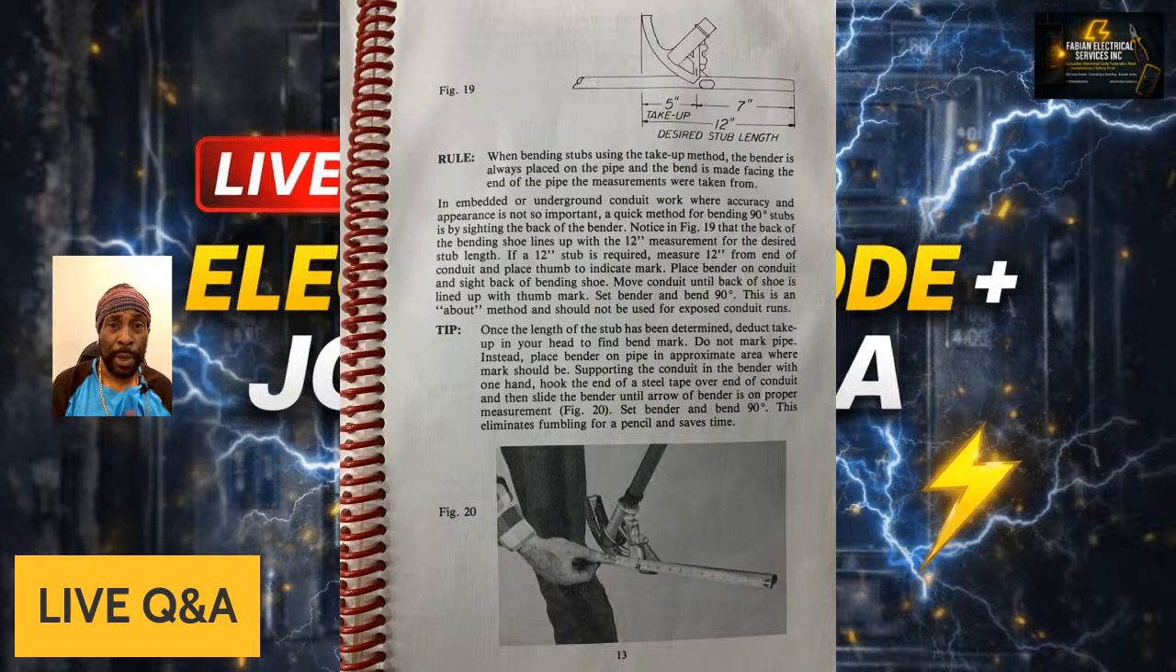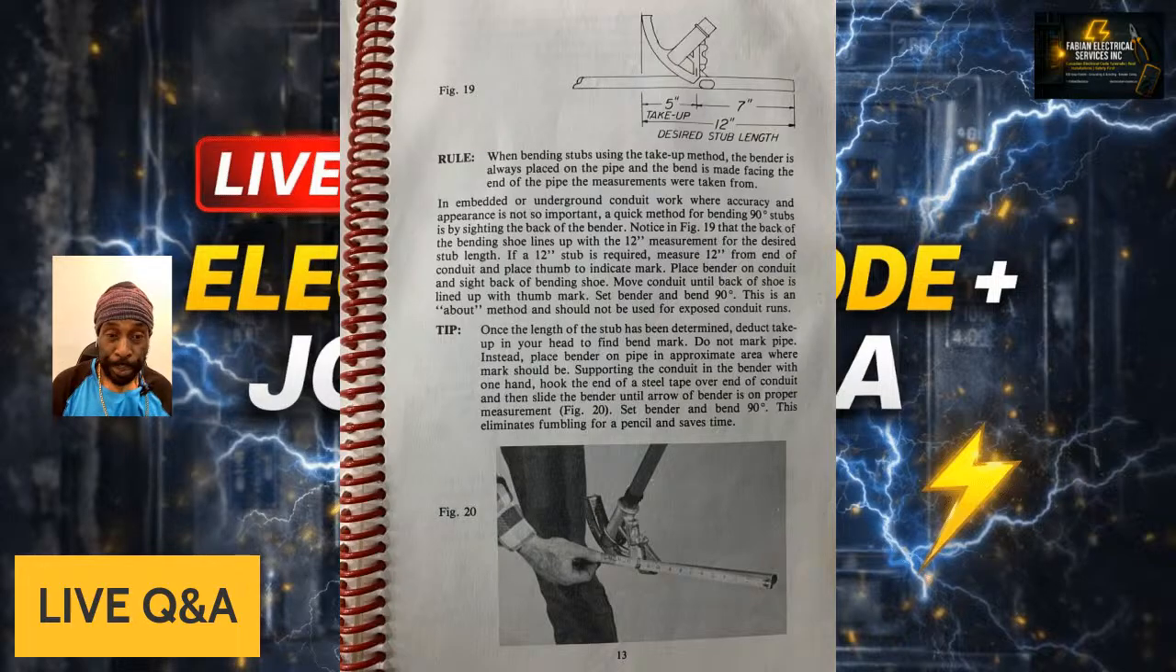Also, let me know if you're a first-time conduit bender. How much conduit have you bent throughout your time? Do you normally bend saddles, offsets, 90s, or do you use prefabs?